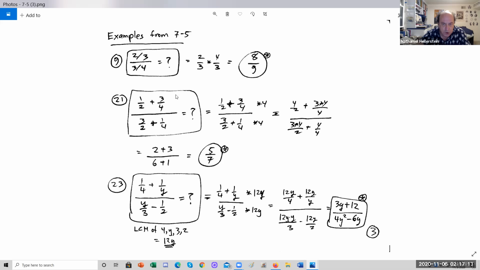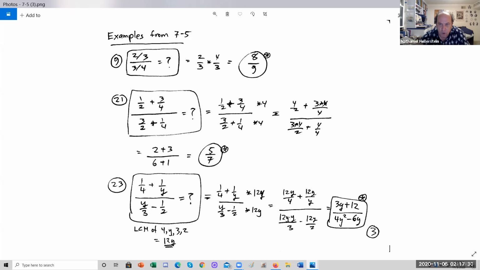Multiplying by 4 will do because that'll cancel the 2. So 1/2 plus 3/4 times 4 makes 4 halves plus 3 times 4 over 4. All that is divided by 3 halves times 4 is 3 times 4 over 2 plus 4 fourths. So this is a 2.